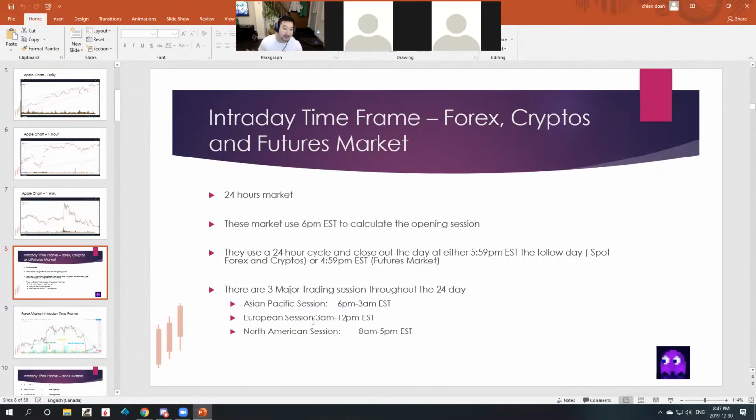The market really begins to pick up when you get into the European session. And the European session is characterized from 3 a.m. all the way up to 12 p.m. Eastern Standard Time.